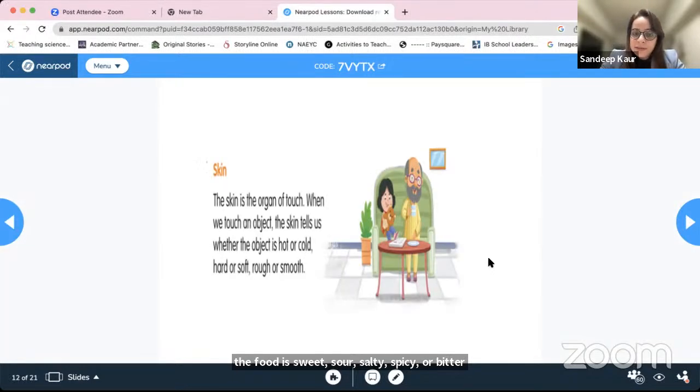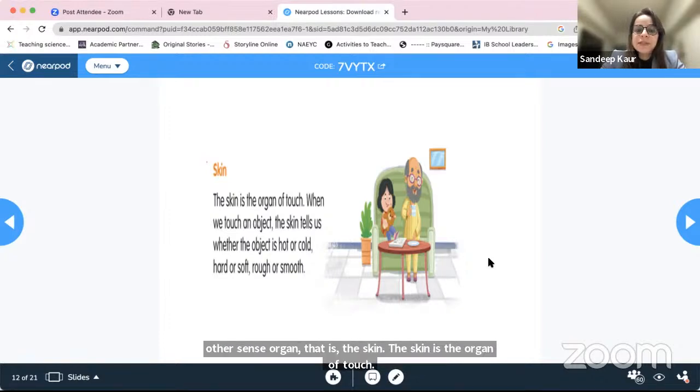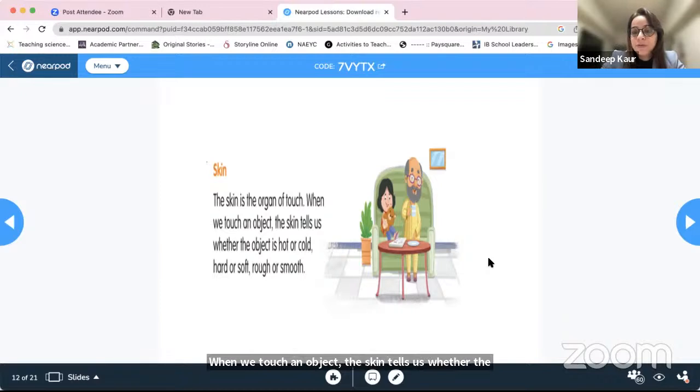Another sense organ, that is the skin. The skin is the organ of touch. When we touch an object, the skin tells us whether the object is hot or cold, hard or soft, rough or smooth, right? Again, the question that we had is what is the function of the sense organs? How are they interconnected? Again, we've added. I've just pulled out from the text, assuming that those were the questions that the students would ask.